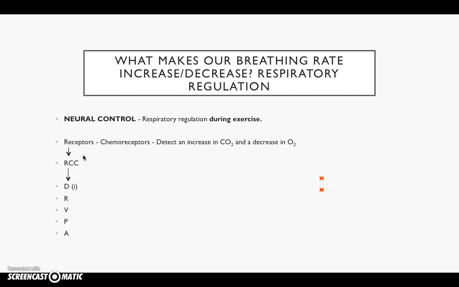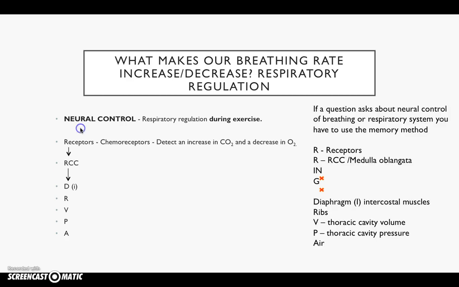What I want you to focus on is when you see neural control or anything to do with neural and the respiratory system, you have to think neural equals brain equals emergency. Emergency, our memory method is ring Dr. VPA. Ring, because you're going to stutter, because you're all flustered and panicking. So, I need to ring Dr. VPA.